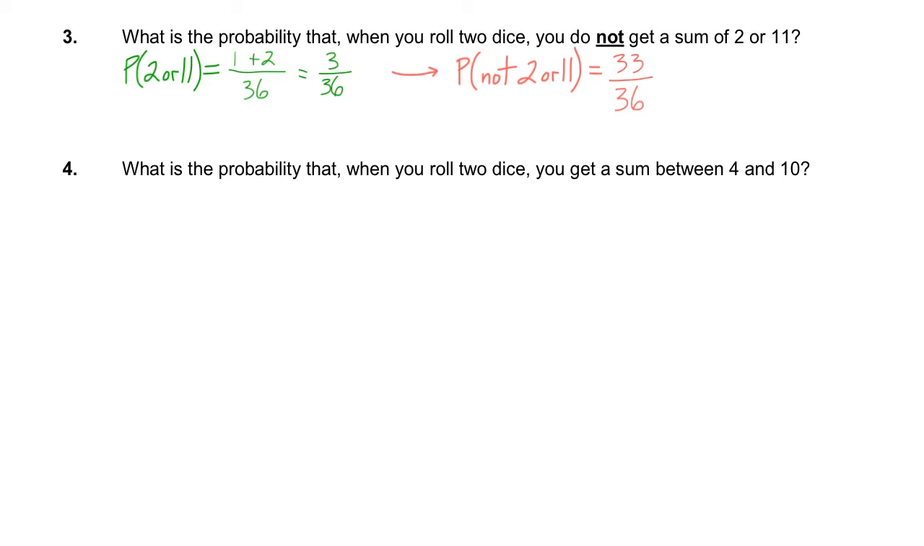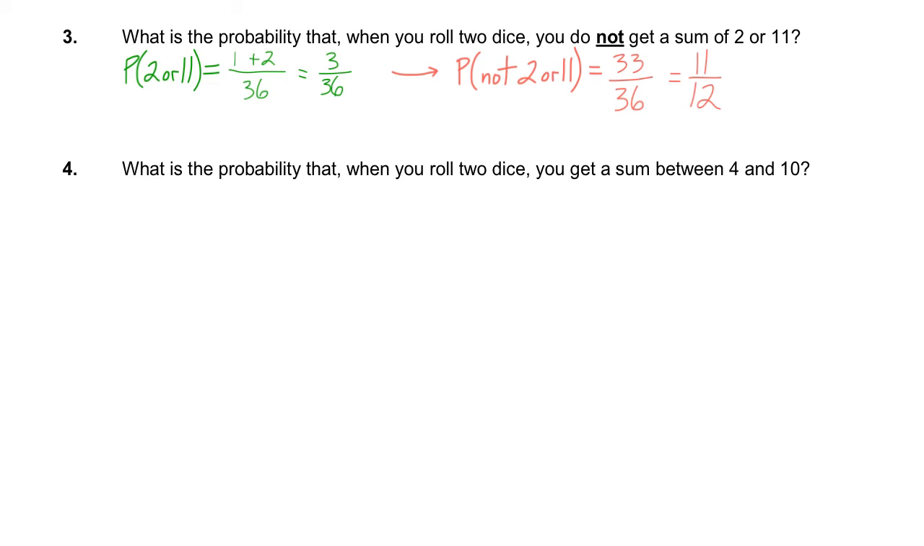And of course, once we have our fraction, we have to make sure it's in lowest terms. So this is actually 11 over 12. So we would say the probability of not rolling a sum of 2 or 11 is 11 out of 12.